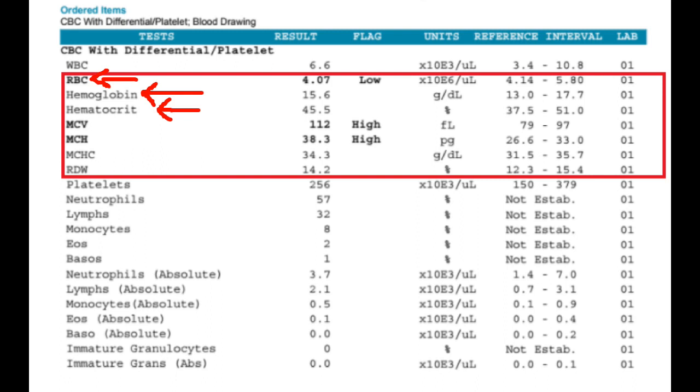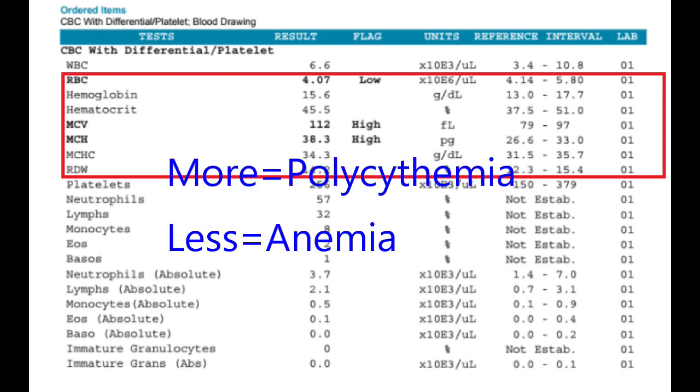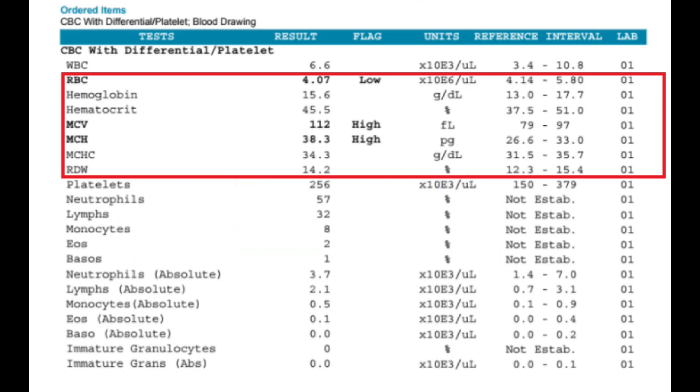These three things are used to look at your oxygen carrying capacity and the amount of red blood cells that you have generally. So if you have an increase in these, then you have more blood cells or more hemoglobin, basically more oxygen carrying capacity for some reason. If you have less of them, and they all go hand in hand, then you have anemia, which is a decrease in the amount of blood or oxygen carrying capacity.